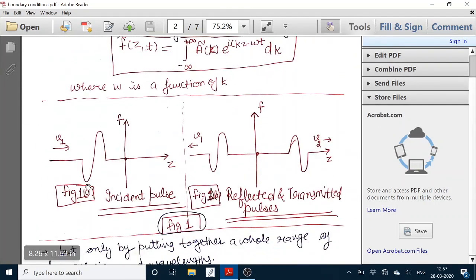See here, this is our incident pulse going through the string, and this is the incident wave reaching here, reflected back, and this wave is the transmitted pulse. So the direction of the reflected wave is inverse, opposite to the incident pulse, and the transmitted pulse goes forward.